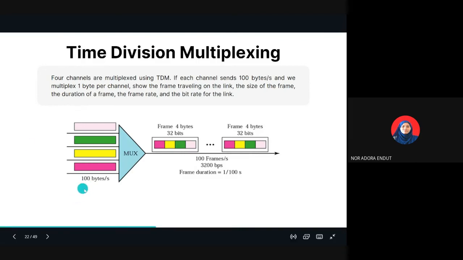Okay, so kita hantar 100 bytes per second. Kalau sekali hantar 1 byte, jadi basically kita perlu 100 frame per second. Betul kan? Dan setiap satu frame ada 8 bit. Since ada 4 different sender, kita kena ada 8 kali 4, which means 32 bit. Since kita kena hantar 100 frame per second, dan setiap satu frame ada 32 bits, jadi 32 kali 100 frame we will get 3200 bits per second. Right, so the frame duration will be, sebab kita hantar 100 frame dalam masa 1 saat, satu frame adalah 1 bahagi 100.